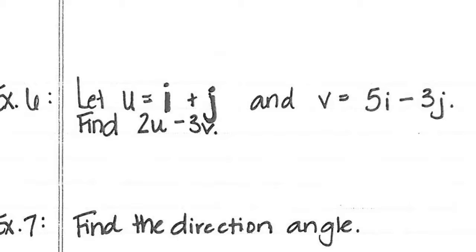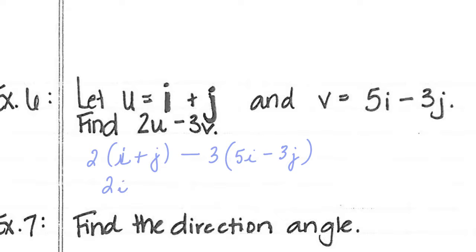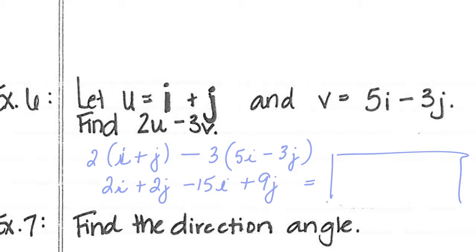All right, the last thing that we are going to get to today is example 6. It says, let u equal i plus j and v equal 5i minus 3j. They want us to find 2u minus 3v. Well, u was i plus j, and we're going to subtract 3v, which is 5i minus 3j. So when I work this out, I get 2i plus 2j minus 15i plus 9j, and my answer is negative 13i plus 11j.